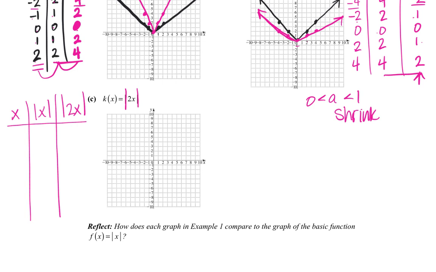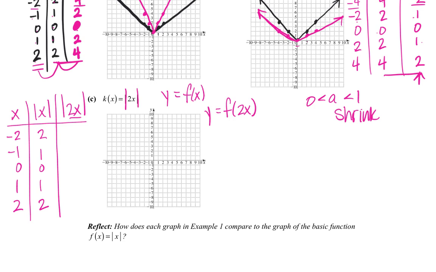So now instead of having y equals f of x, now it's y equals f of 2x. It's going to look similar to the others, but I want you to see, I'm going to use the -2, the -1, 0, 1, and 2. So this is 2, 1, 0, 1, 2. So that's the same, absolute value of x. Now you've got 2 times x.